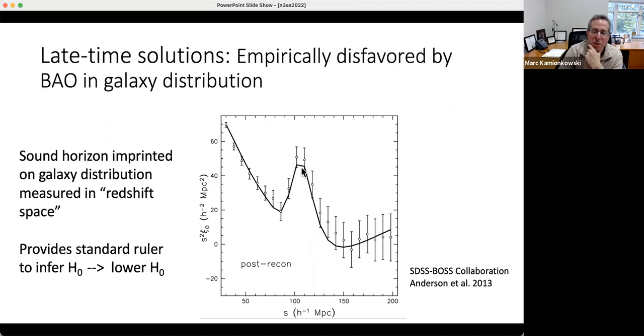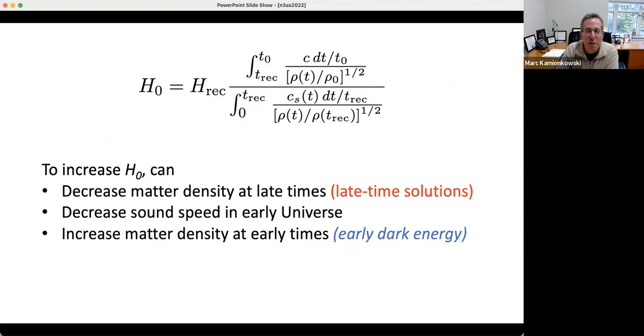And this depends on the Hubble parameter. And by measuring the angular size of this peak in the galaxy 2-point correlation function, and comparing with the sound horizon from the early universe, we infer a value of the Hubble parameter. And this also gives you a lower value of the Hubble parameter. So late time solutions cannot account for this.